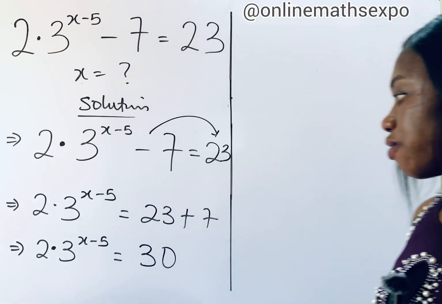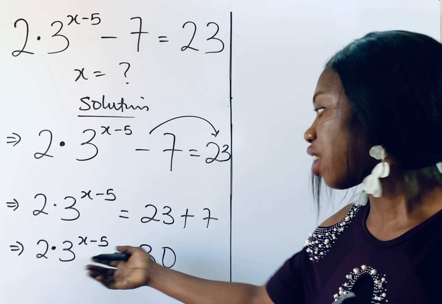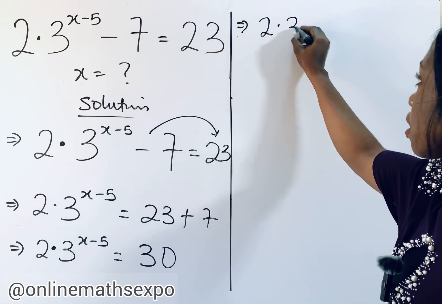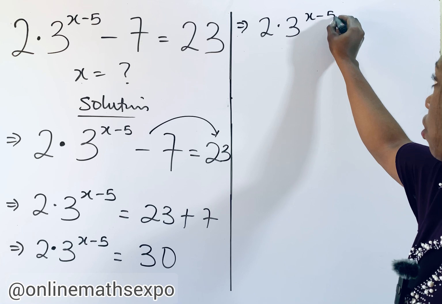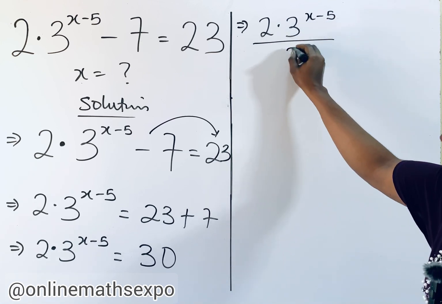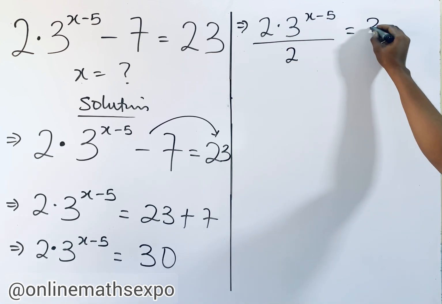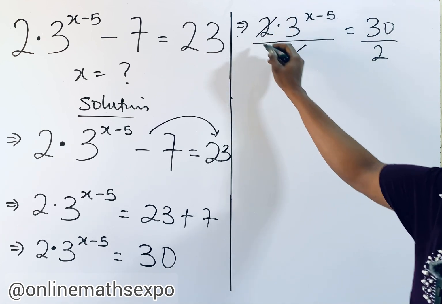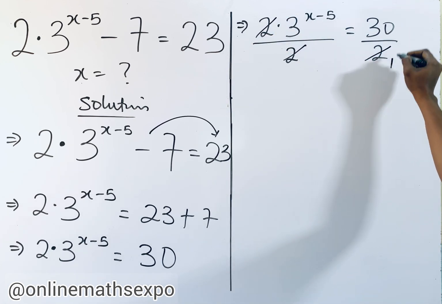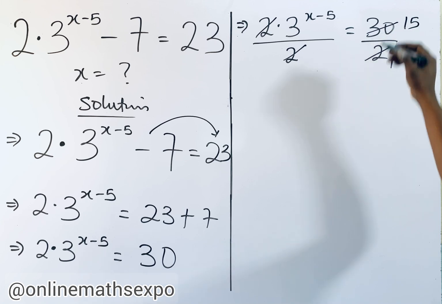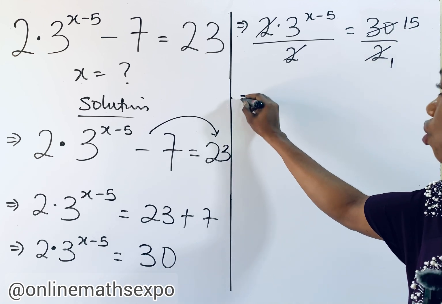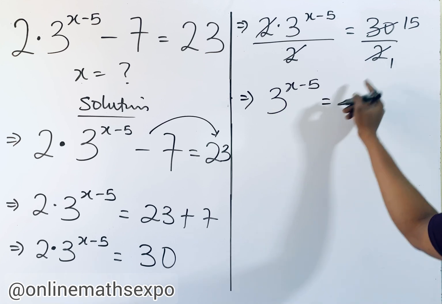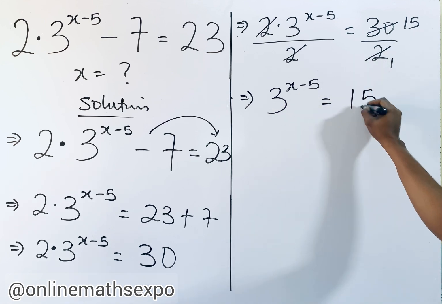So to keep simplifying, what do you do? You divide. So we're going to divide both sides. So we're having 2 multiplied by 3 to the power of x minus 5 divided by 2 is equal to 30 divided by 2. Now this 2 takes off this 2, and 2 goes into itself once, and here 15 times. Interesting. Now what do you do? You keep simplifying. So what we have is equal to 15.